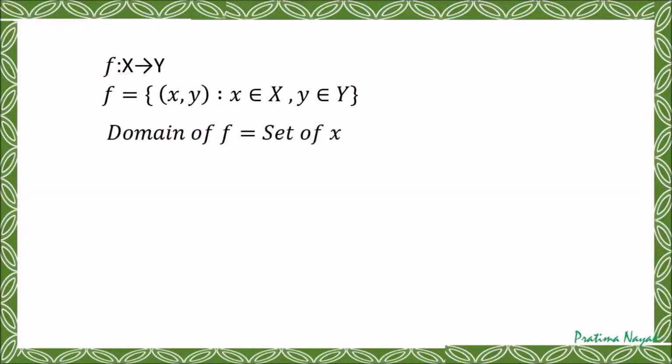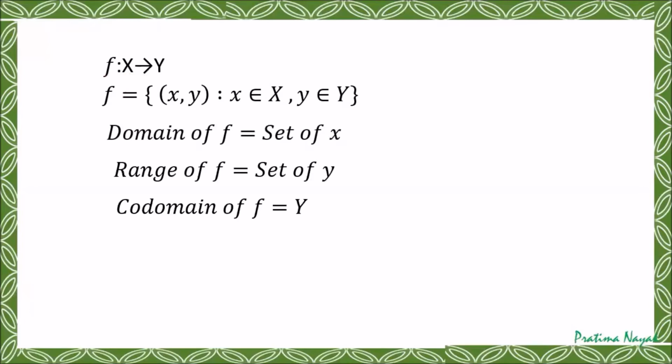Now domain of f is the set of x, the first elements of the ordered pairs, and range of f is the set of y, and codomain is the second set. Codomain is always the second set.